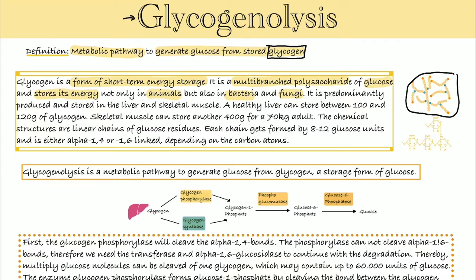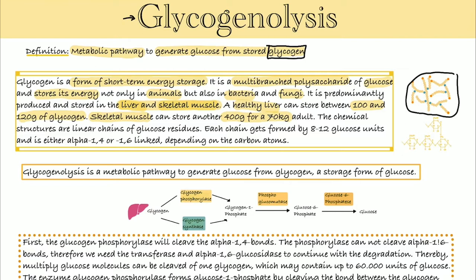Actually, it's predominantly produced and stored in the liver, but also in skeletal muscle. A healthy liver can thereby store between 100 and 120 grams of glycogen. And when we're talking about skeletal muscle, it also, of course, varies between people, but it's approximately 400 grams for a 40 kilo adult.